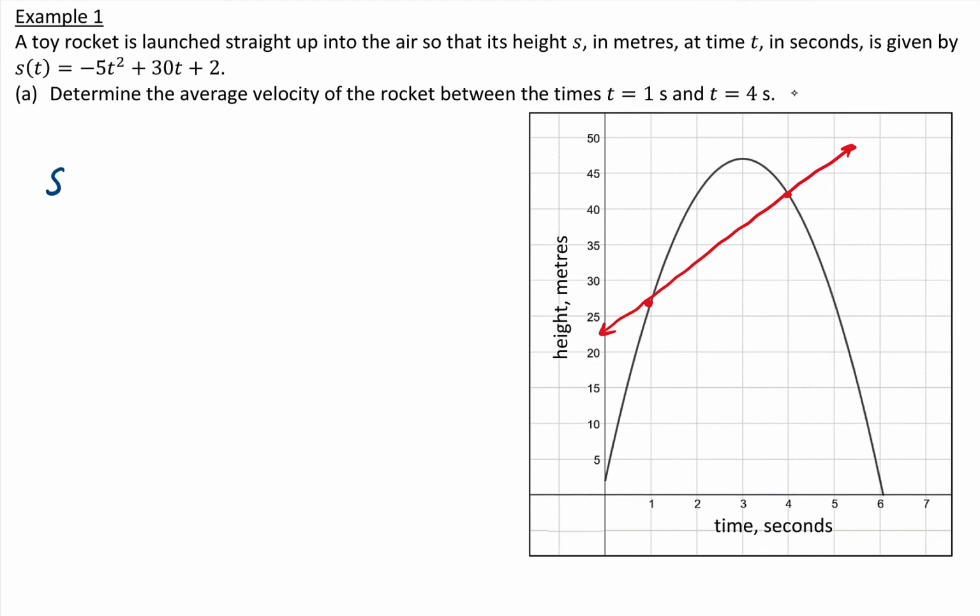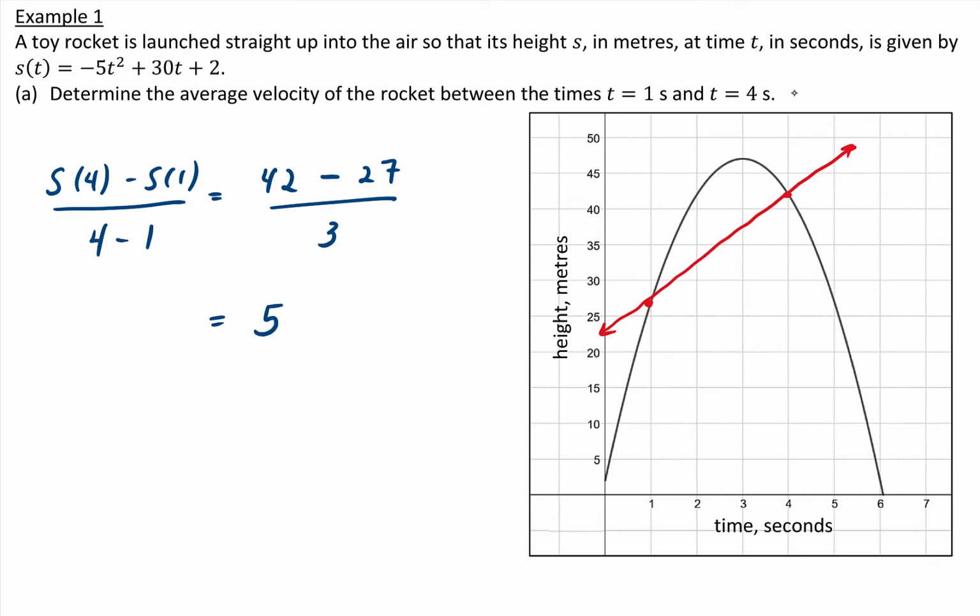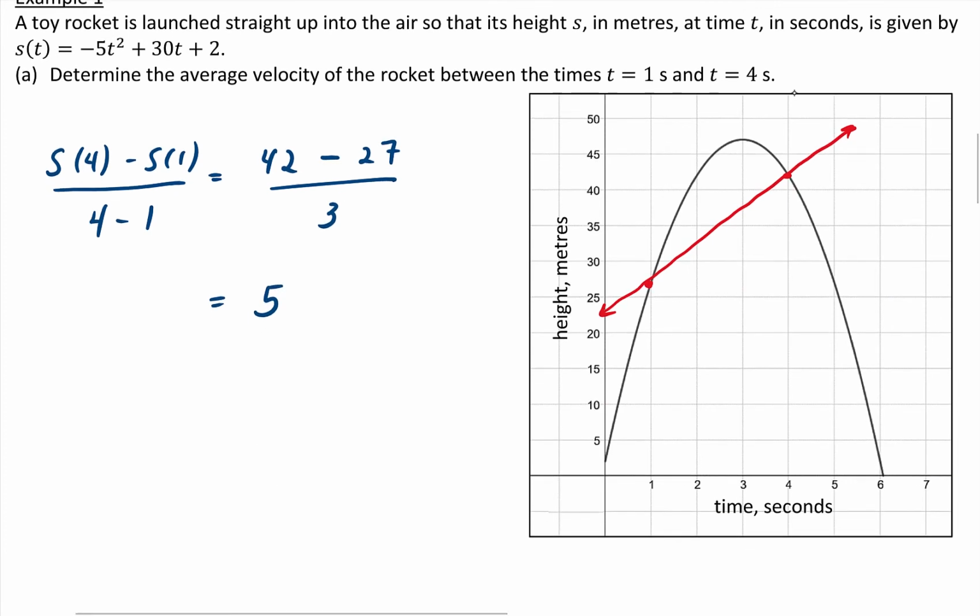So for this example, we want s at 4 minus s at 1, and that's divided by 4 minus 1. So if we sub 4 into our function for s at t, we get 42, and if we sub 1 into our function, we get 27. Divided by 4 minus 1, which is 3, and 42 minus 27 divided by 3 is equal to 5. So what we've now determined is the average velocity between the times of 1 second and 4 seconds.